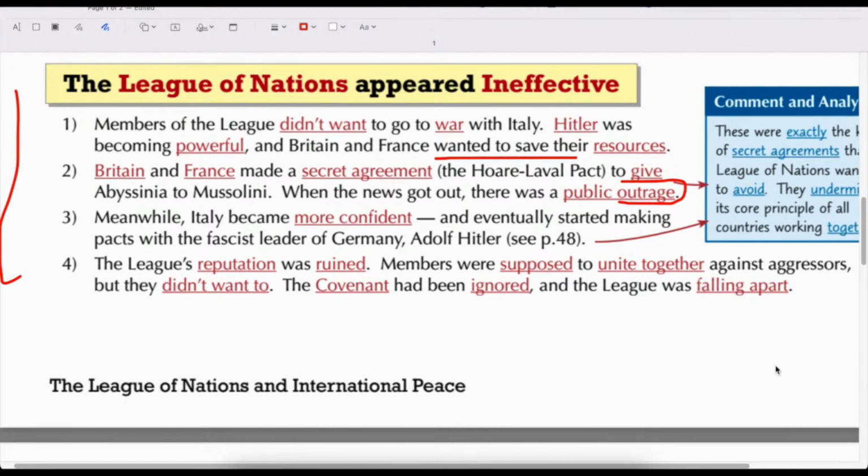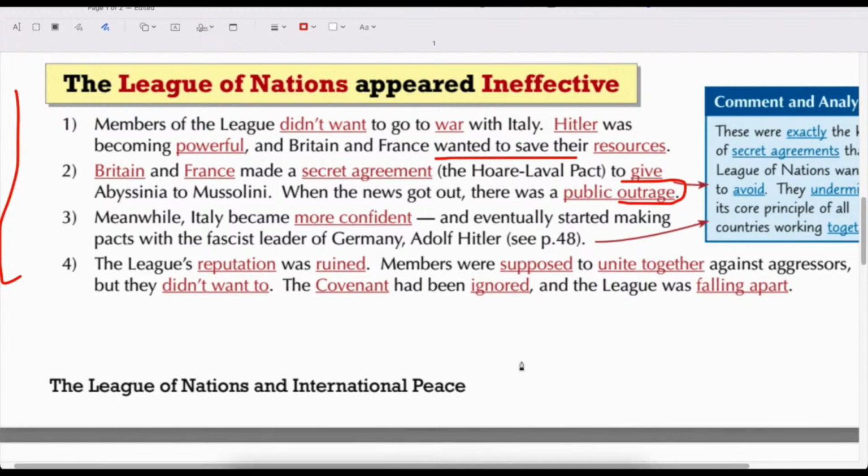And number three, meanwhile, Italy became more confident and eventually started making pacts with the fascist leader of Germany, Adolf Hitler. Of course, right? Imagine with me. You start doing things that everybody knows are not correct. And then the League of Nations, the authority that was supposed to control things and not let wrong things happen, doesn't do anything. Even worse, Britain and France cooperated and gave Italy permission to invade Abyssinia. So, consequently, Mussolini, a fascist and a bad guy, started this partnership with the German leader Adolf Hitler.